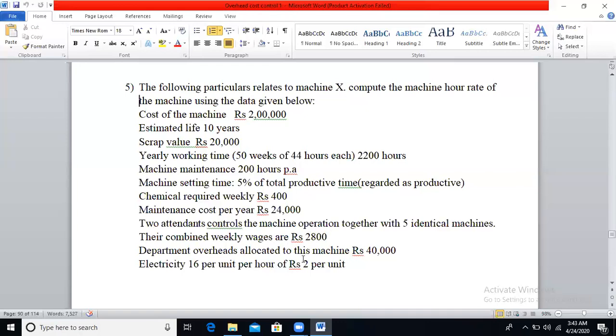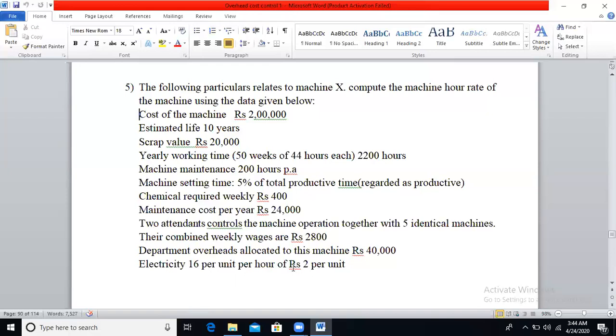Departmental overhead allocated to this machine, rupees 40,000. If they have given any other departmental overhead, if it is related to the machine, then you have to consider it. If it is not related to the machine, then you have to ignore that. So departmental overheads will be the same irrespective of the use of machine. So it is a fixed charge. Electricity 16 units per hour at rupees 2 per unit. Electricity will vary with the use of machine. So it is a variable expense.